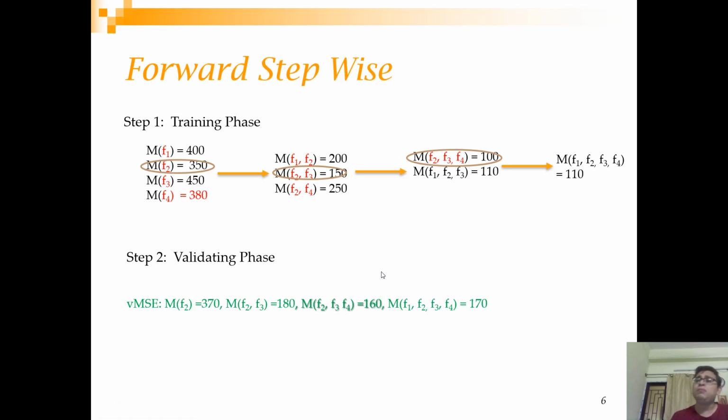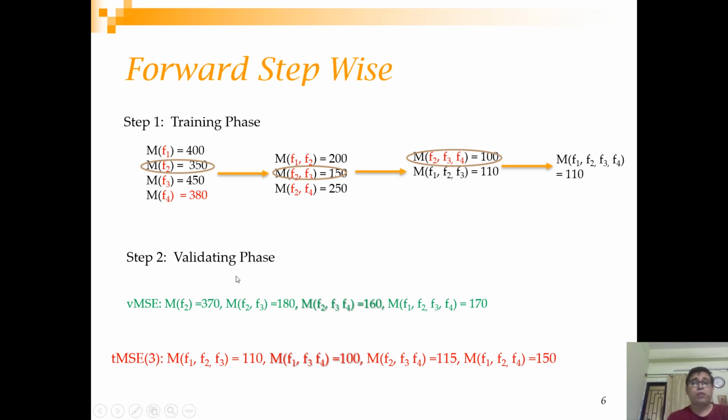Now your question might be that this looks very similar. What's the difference? The difference is that if you remember, when we looked at the training MSE, we evaluated all possible models. So there we included all possible models, 4 choose 3 models, or 4 models, whereas here we have only evaluated 2 models. And if you see, the results are also not the same. Here we have got F2, F3, F4, but in the last case we might have got something else, like F1, F3, F4.